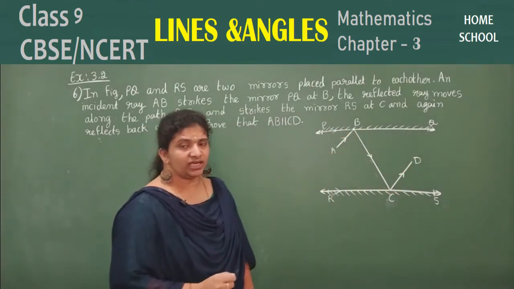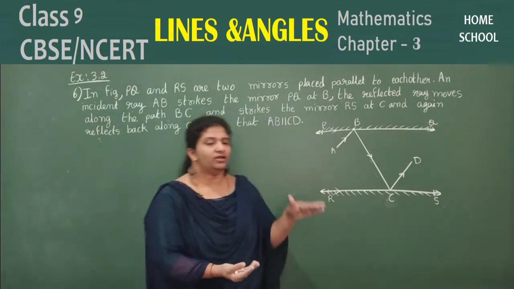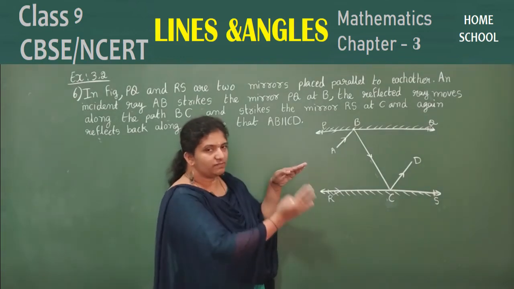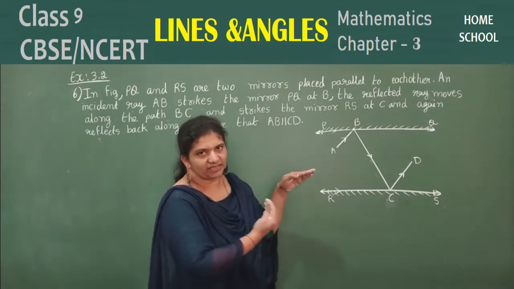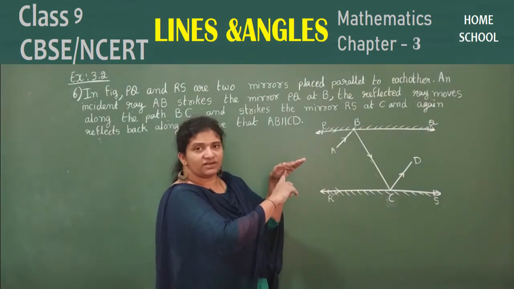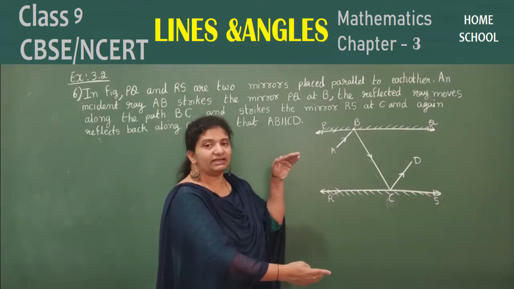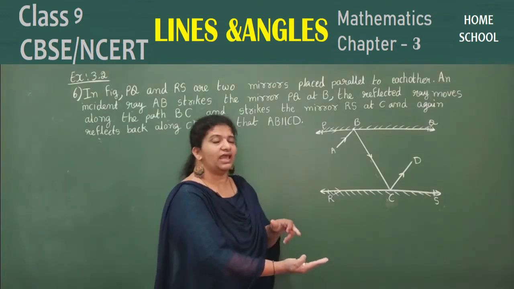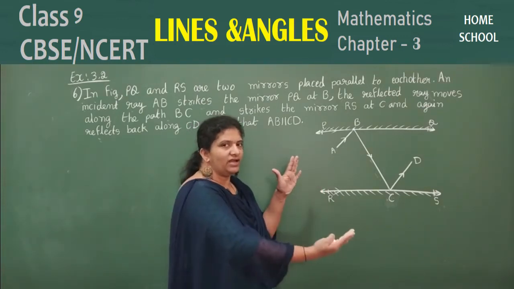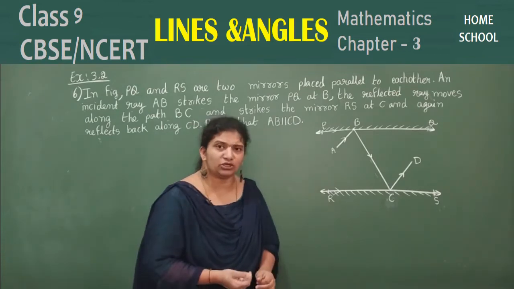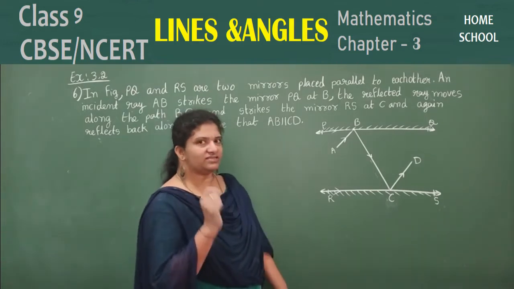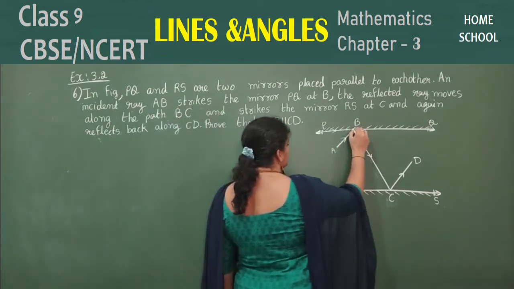What is your question here? Understand the question? There are two mirrors placed parallel to one another. So this mirror parallel to another mirror is placed. Then an incident ray strikes a mirror. Then its reflection passes and touches the other mirror, then again it reflects. This incident ray and final reflected ray are parallel, you need to prove. How can I prove this? So for this, I will take a construction here. I'll draw a small construction here.